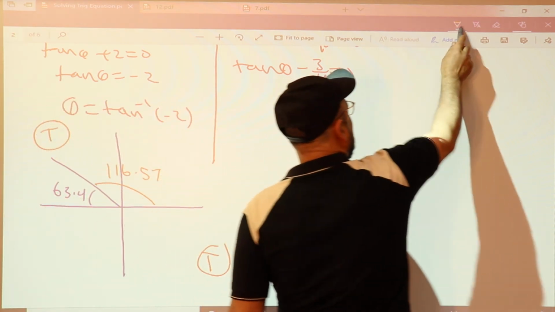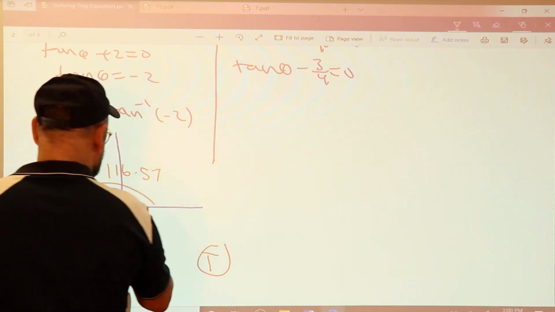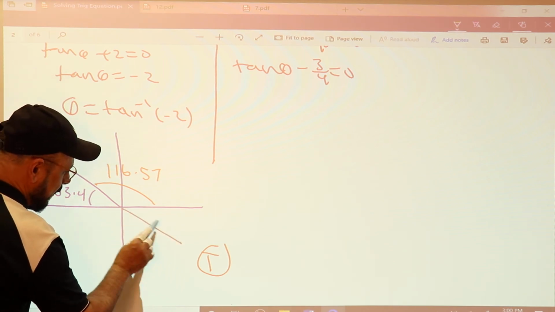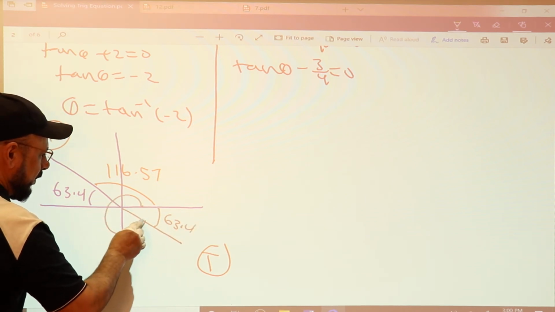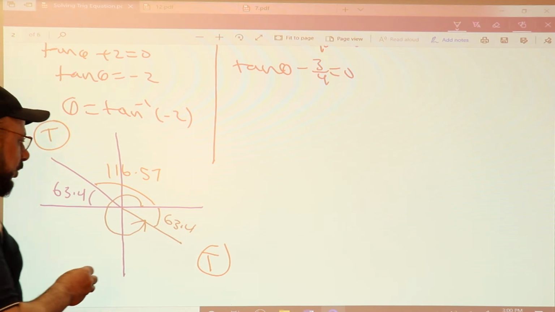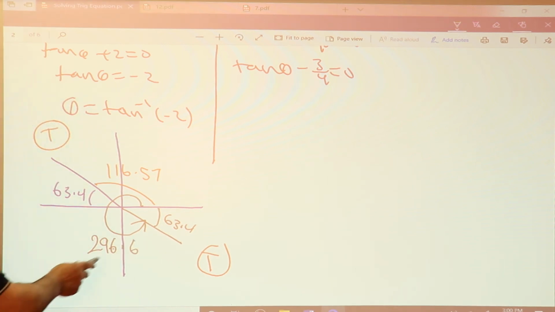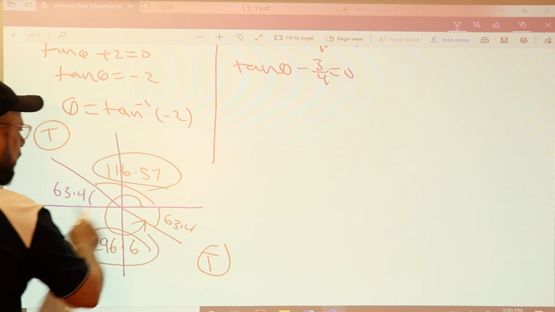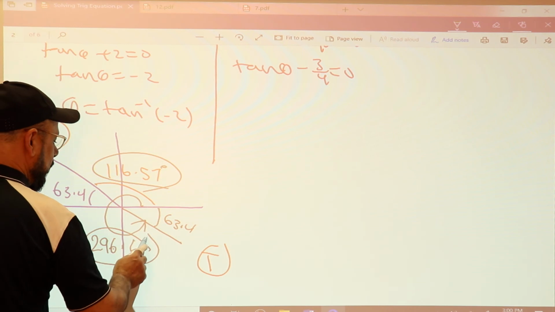Then I need another angle. The angle is here. This is the 63.4. What I need from here to here is 360 minus 63.4, which is 296.6. Then my answers are this and this, the ones I circled. These are both in degrees.